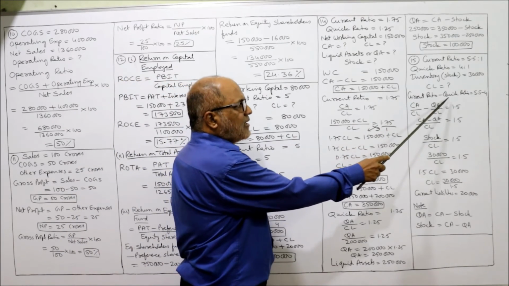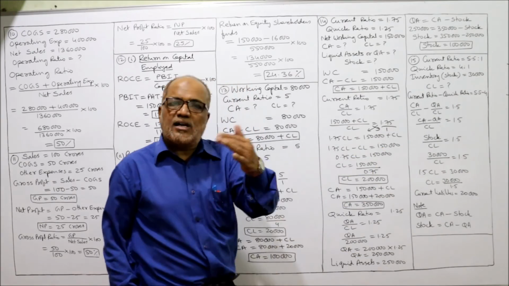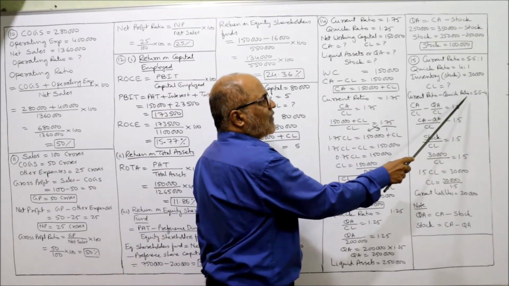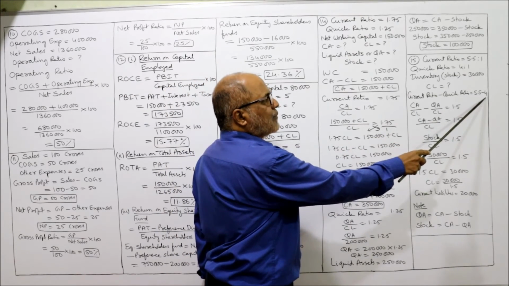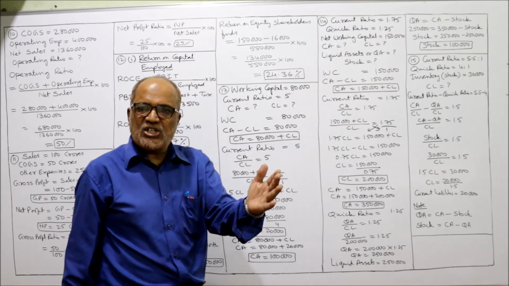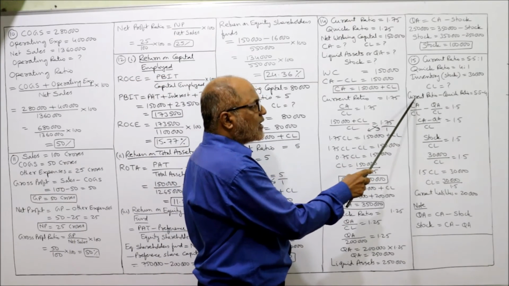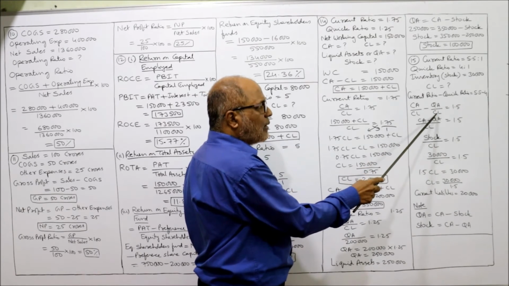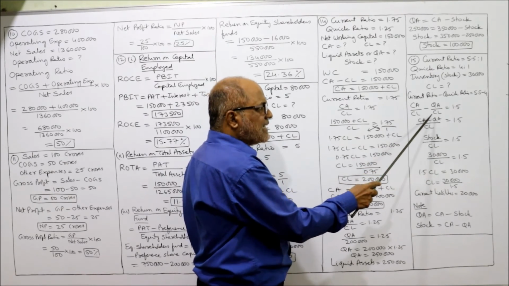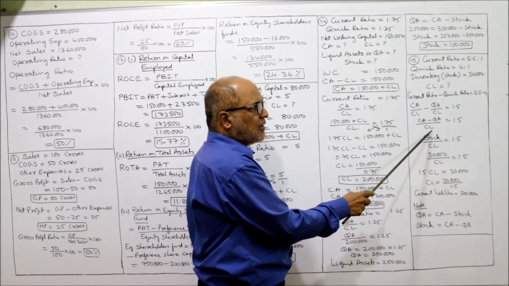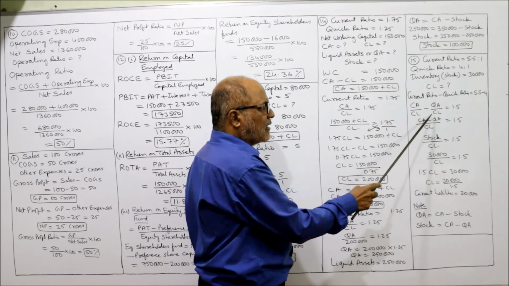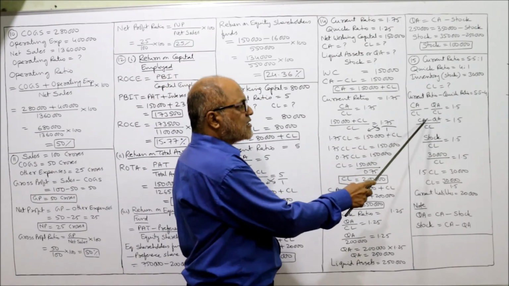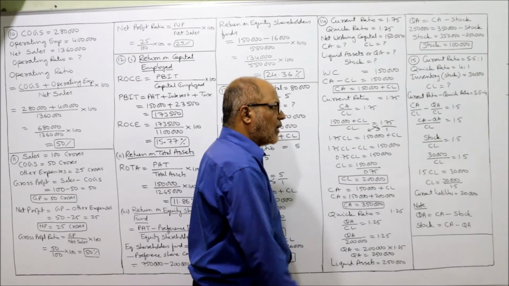So current ratio minus quick ratio is equal to, what is the current ratio? 5.5. What is the quick ratio? 4. So 5.5 minus 4 is 1.5. What is the formula for current ratio? CA by CL, minus the formula for quick ratio, QA by CL. Now if you take the LCM, the LCM is CL, denominator CL. So CA minus QA in the numerator: current asset minus quick asset divided by CL is equal to 1.5.